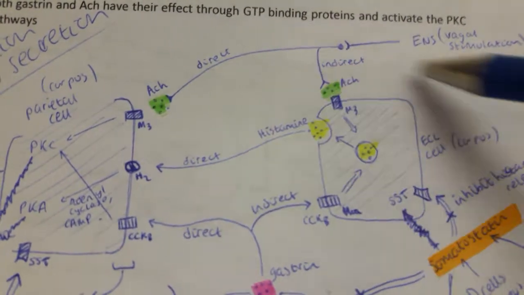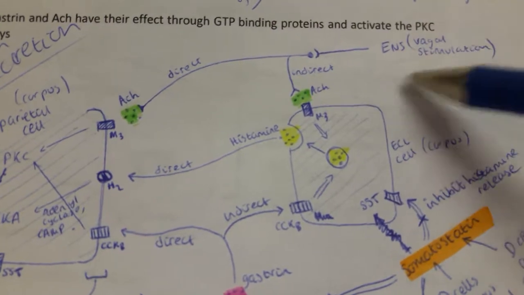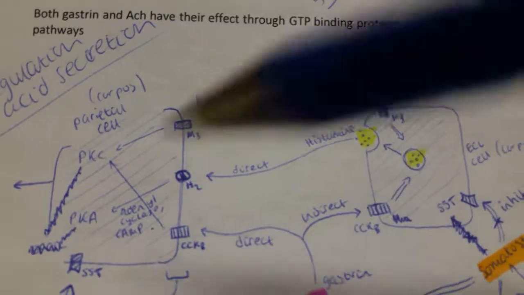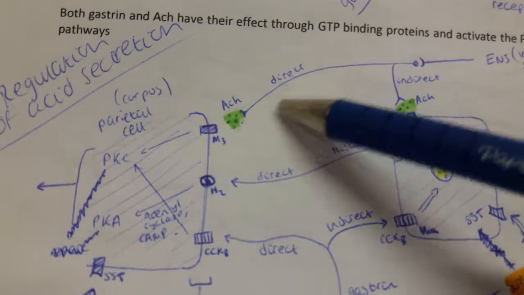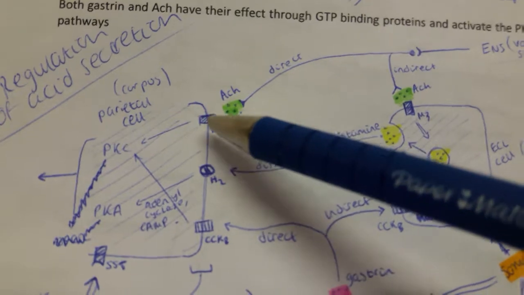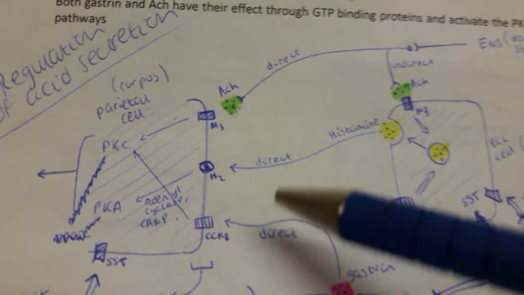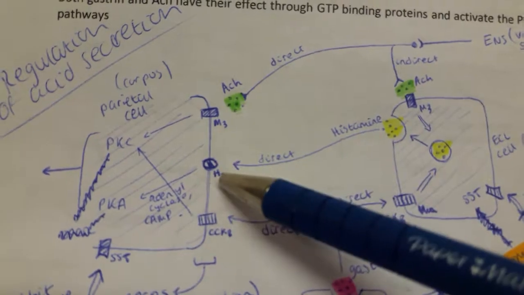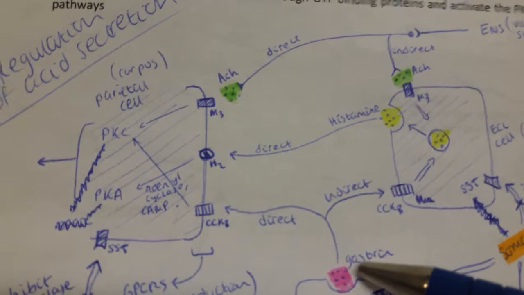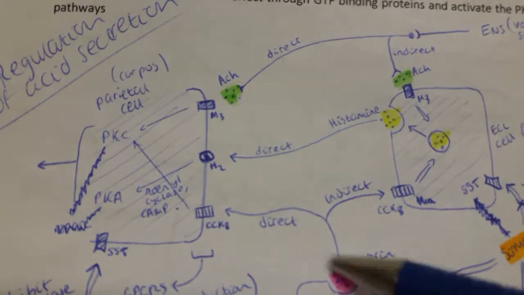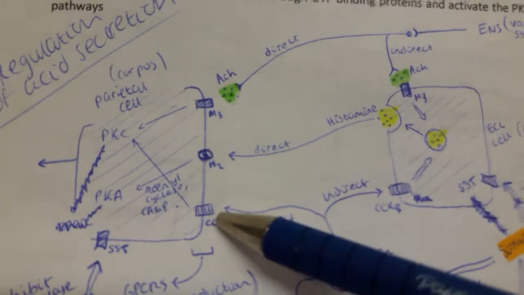Now, as you can see, in the enteric nervous system, vagal stimulation causes acetylcholine release. So let's look at how they actually work. Acetylcholine acts on the M3 receptor, the muscarinic receptor. Histamine binds to the H2 histamine receptor. And gastrin is a weak agonist of cholecystokinin, so it binds to the cholecystokinin B receptor.